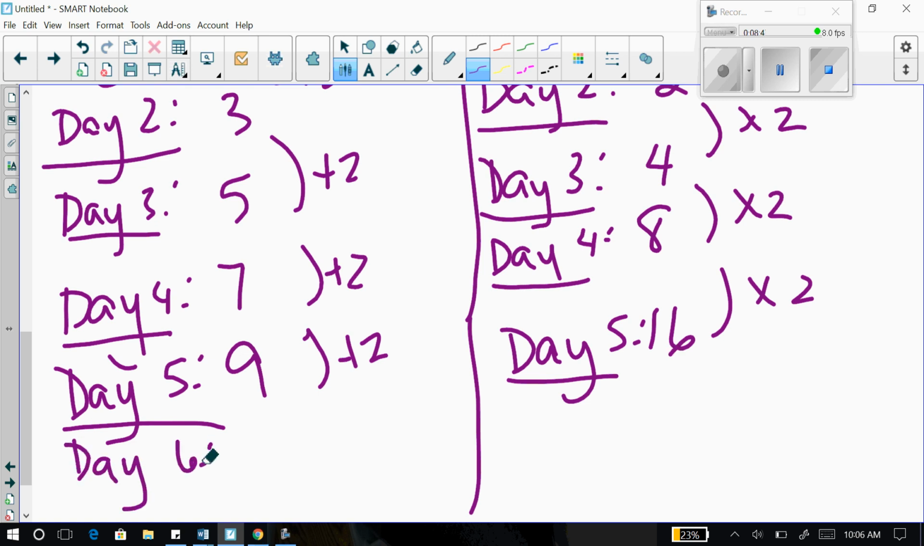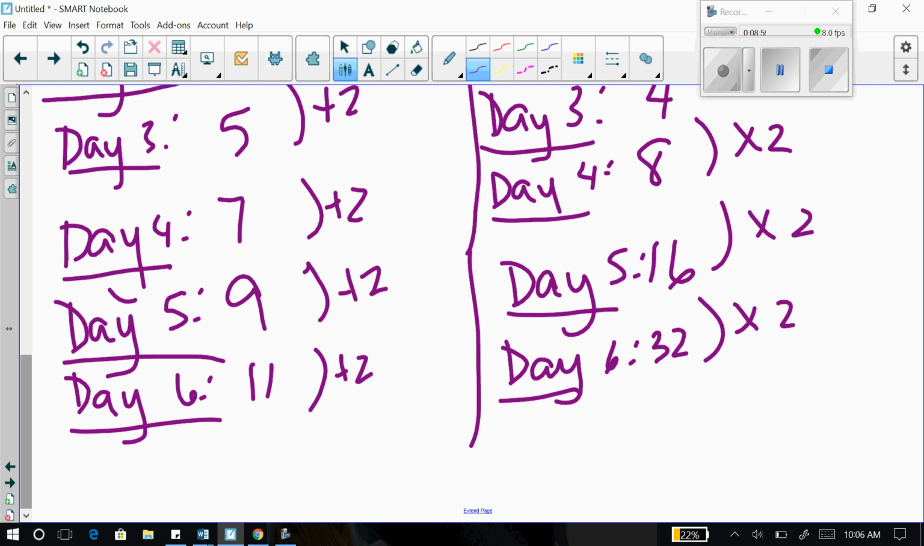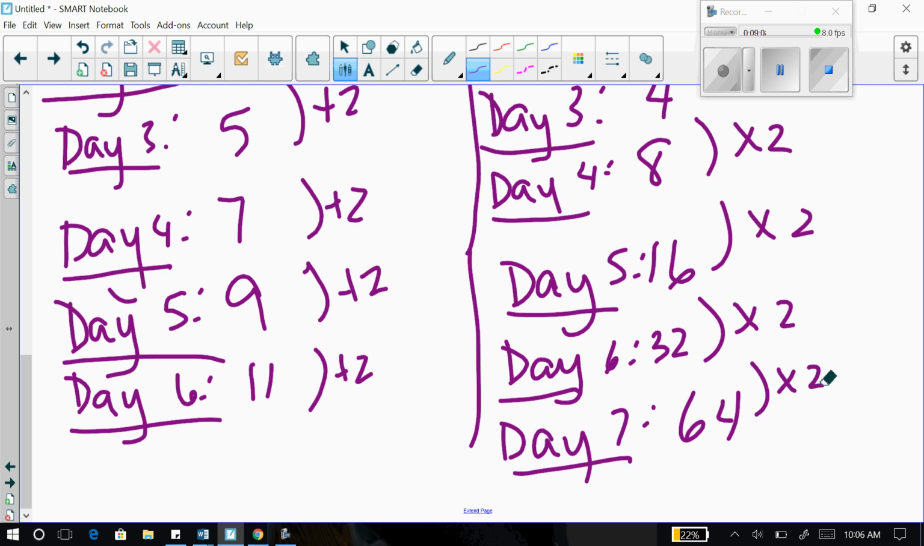Day 6, we'd add 2 here. 11 people have the virus. Day 6 here, times that by 2. 32 people have the virus. Now we're starting to see a big difference. Day 7, times that by 2, 64 people would have this virus. We're not saying this is coronavirus, we're just saying a virus. We are here on day 7. Only 13 people would have the virus.